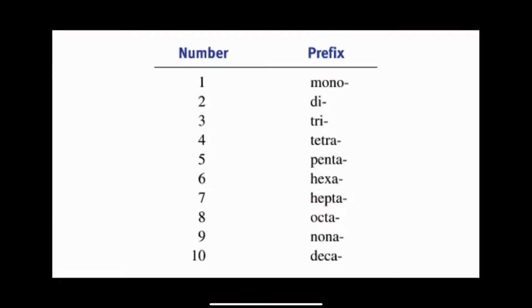So here are the prefixes that we are going to use. You might have encountered these before in a math class maybe, right? 1 means mono, 2 di, 3 tri, 4 tetra, 5 penta, 6 hexa, 7 hepta, 8 octa, 9 nona, and 10 deca, right? So these are the prefixes that we're going to stick in front of each of our element names to indicate how many of each there are.